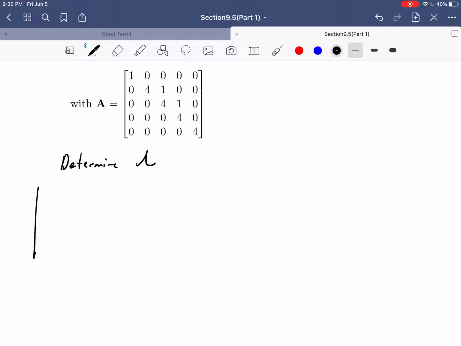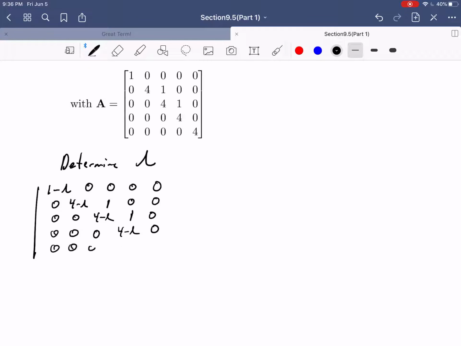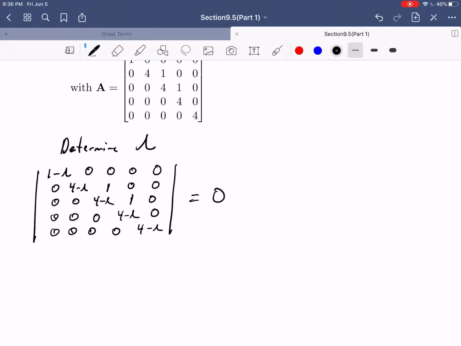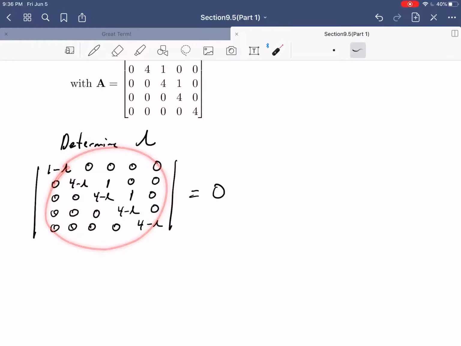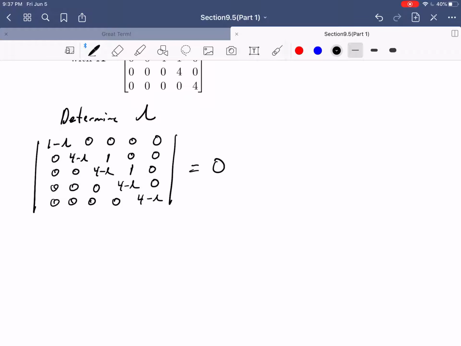So we need to take the determinant of 1 minus lambda, 0, 0, 0, 0, 0, 4 minus lambda, 1, 0, 0, 0, 0, 4 minus lambda, 1, 0, 0, 0, 0, 4 minus lambda, 0, and 0, 0, 0, 0, 4 minus lambda. We'll set that equal to 0. Oh, thank goodness this is upper triangular. It'd be horrendous if it wasn't, but you guys will notice most of the time these will be to make things a little bit easier.